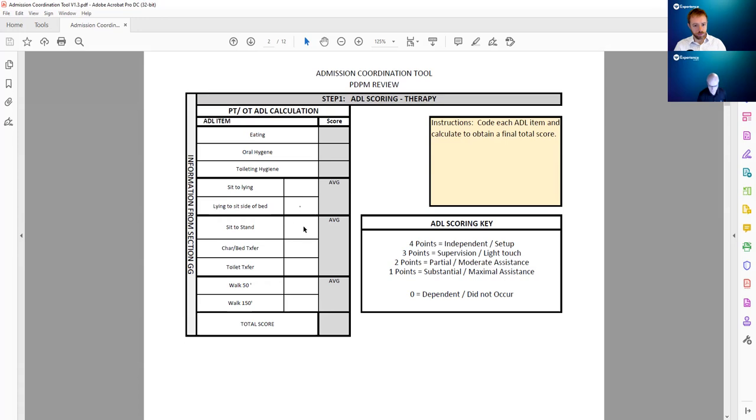And so these three sections that are bolded together, they all work that way. And you end up with a total score. So that's step one of your PT.